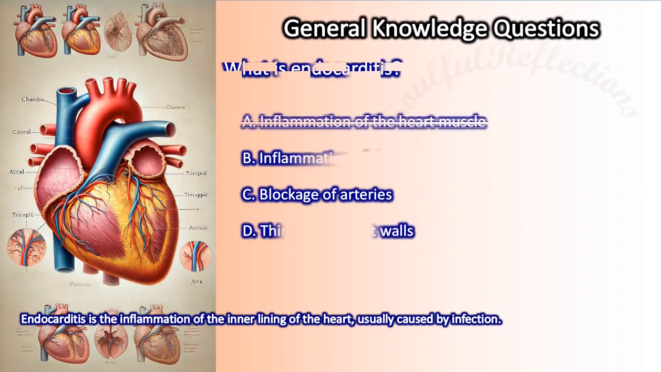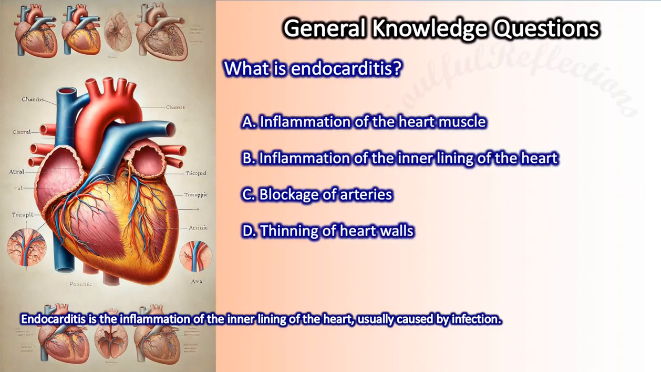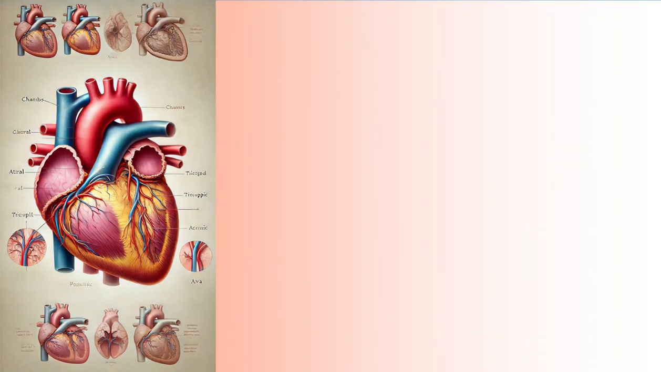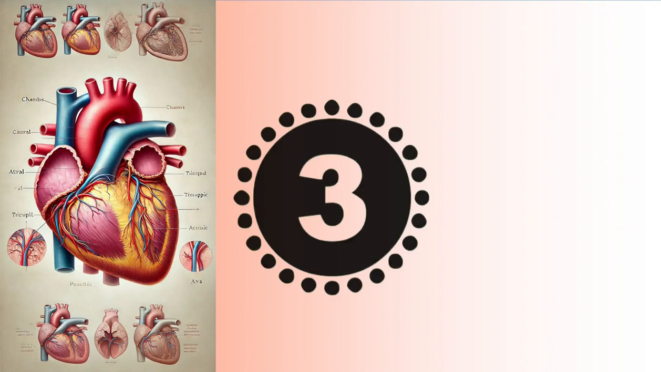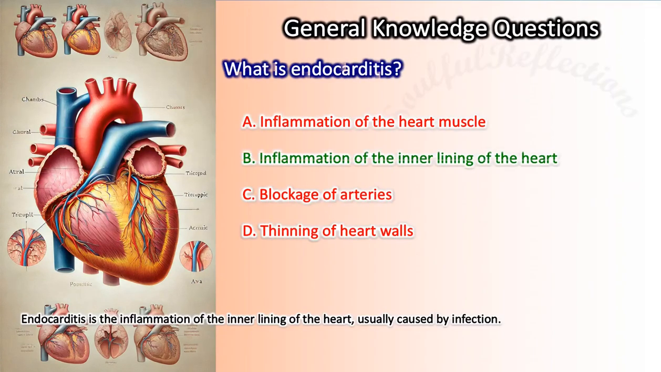What is endocarditis? Option 1, inflammation of the heart muscle. Option 2, inflammation of the inner lining of the heart. Option 3, blockage of arteries. Option 4, thinning of heart walls. The answer is, option 2, inflammation of the inner lining of the heart.